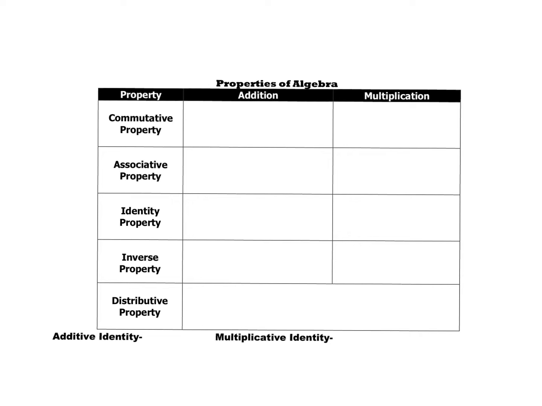The commutative property says that A plus B is going to be equal to B plus A. For example, you could have 4 plus 3, and that's going to be equal to 3 plus 4. It does not matter which order you add these in. 4 plus 3 is 7, and 3 plus 4 is also 7.